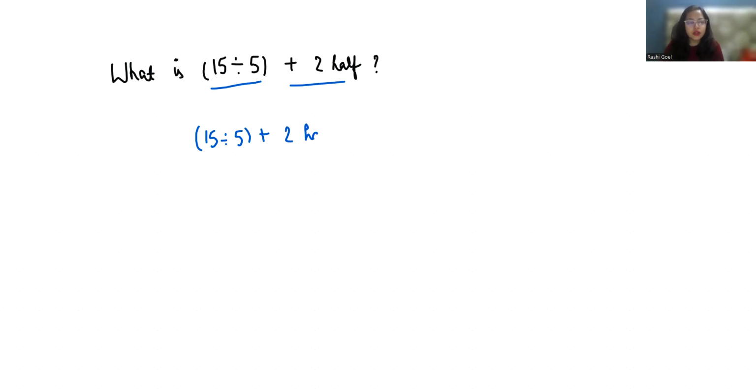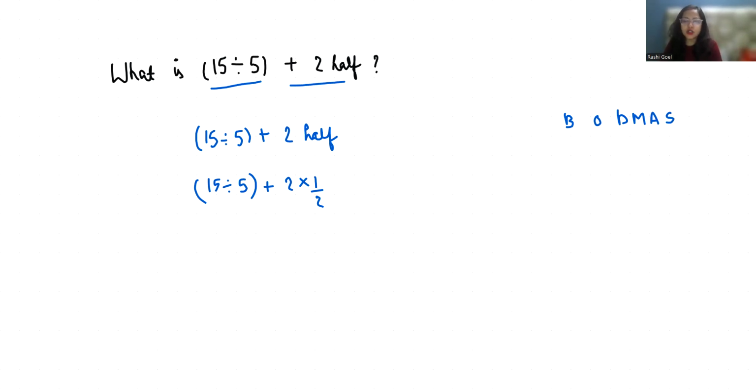First we'll write it: 15 divided by 5 plus 2 half means 2 times 1 by 2. Now, according to BODMAS rule, where B stands for bracket, O stands for of, D stands for division, M stands for multiplication, A stands for addition, and S stands for subtraction.